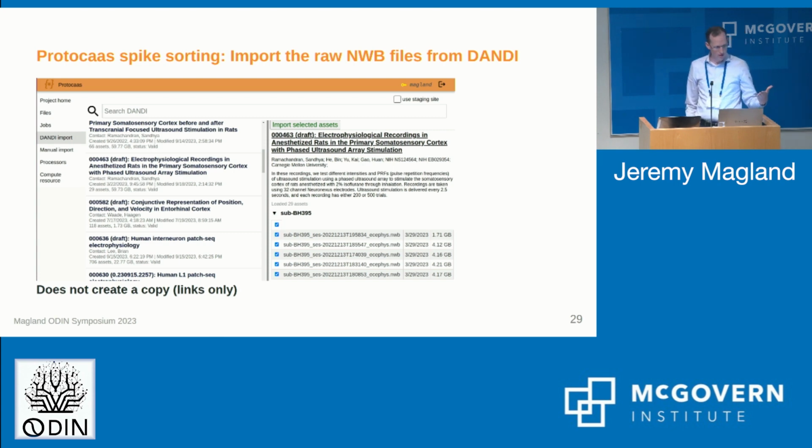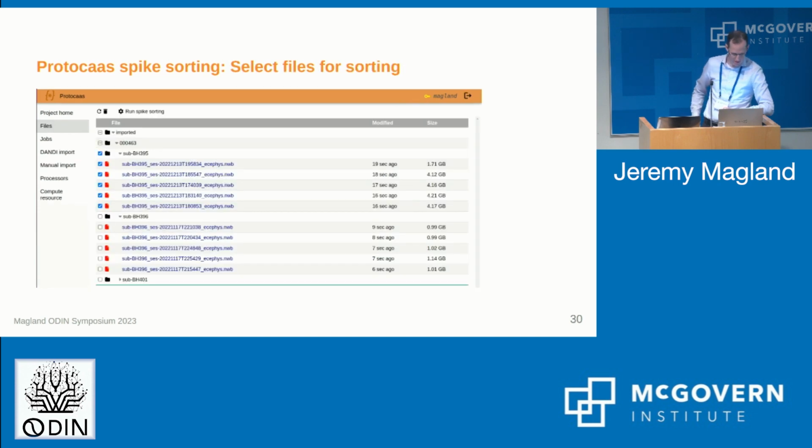You can browse through the DANDI archive, select the NWB files that you want to import into your project, and click Import Selected Assets. You then have this view. Again, these are pointers to the files which reside in DANDI, so the data is not actually copied over.